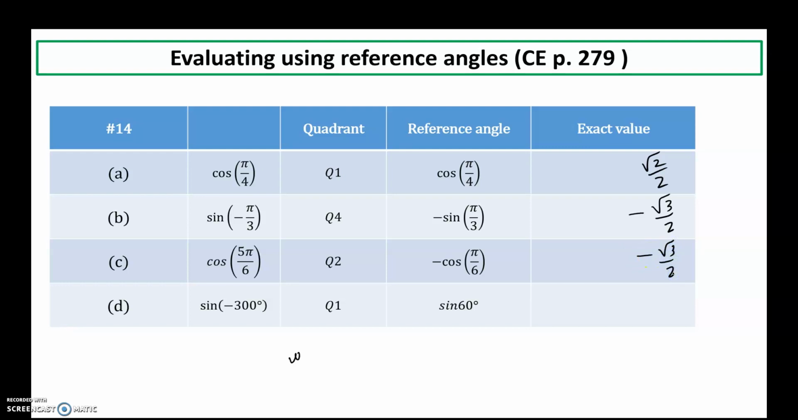And then lastly, sine of negative 300 degrees. If I start here and I rotate 300 degrees in the clockwise direction, it would land me in quadrant 1. In quadrant 1, everything is positive. Where did the 60 come from? Well, I took my angle and I added 360 to it, because adding 360 would make it positive. Now that it's positive, 60 degrees is just my first quadrant angle. Sine of 60 degrees, that's positive root 3 over 2.